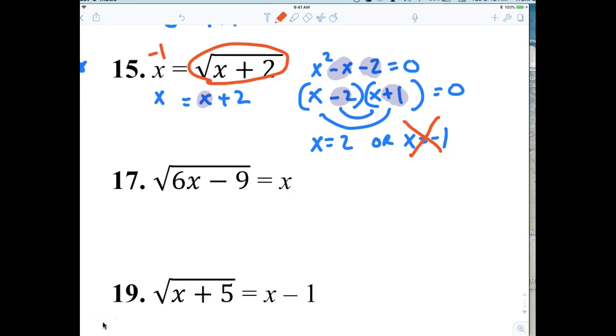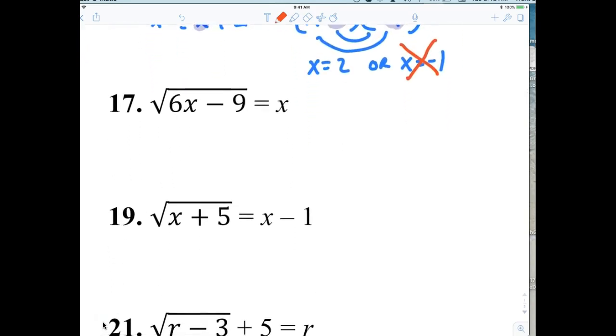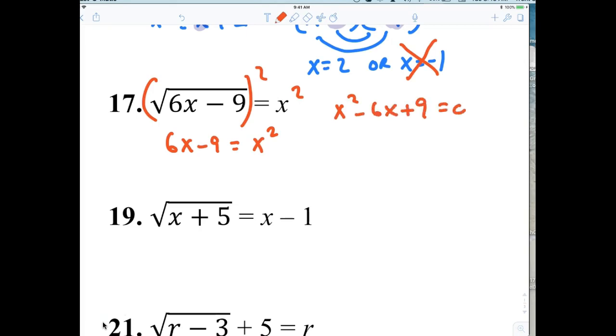So let's look at number 17. What am I doing? Squaring. So 6x minus 9 equals x squared. Come on now. A quadratic has to be set equal to 0. So x squared minus 6x plus 9 equals 0. Beautiful. Now you have to factor. Good job, James. Minus 3 and minus 3. So the only answer is x equals 3.